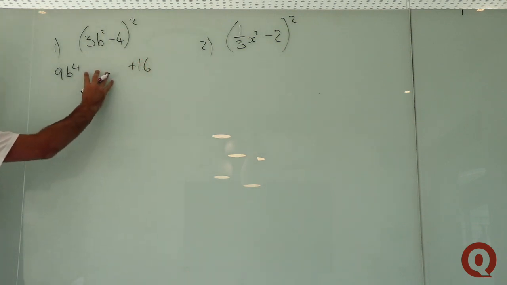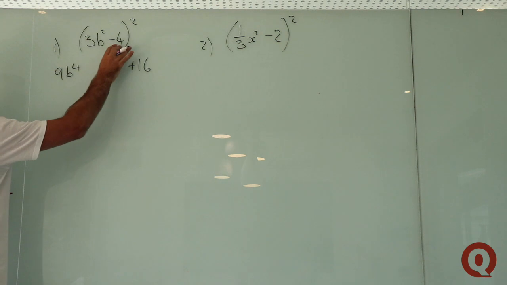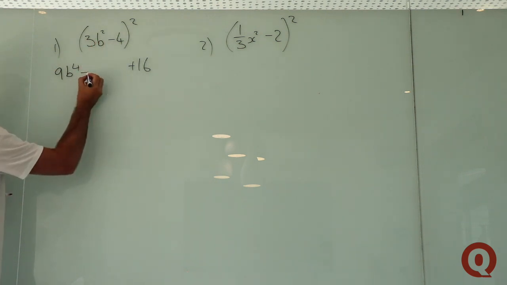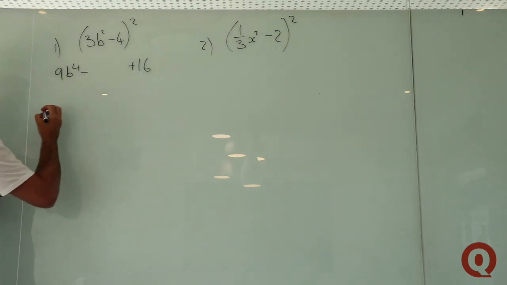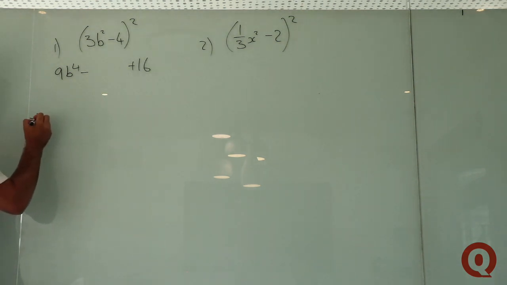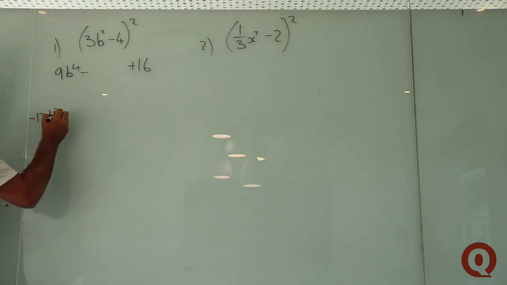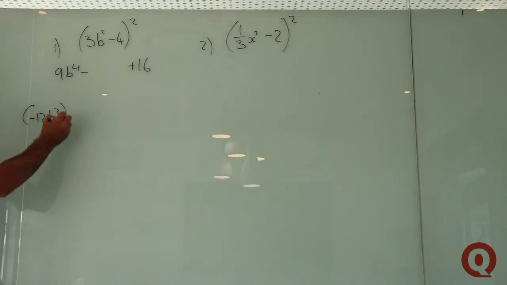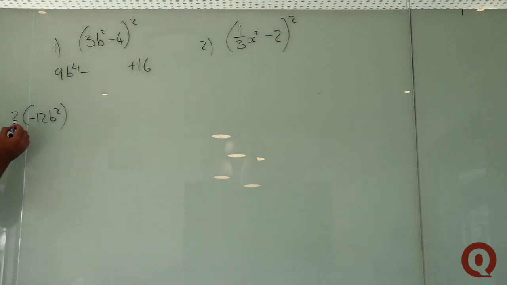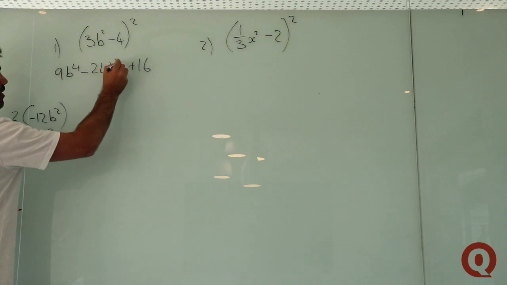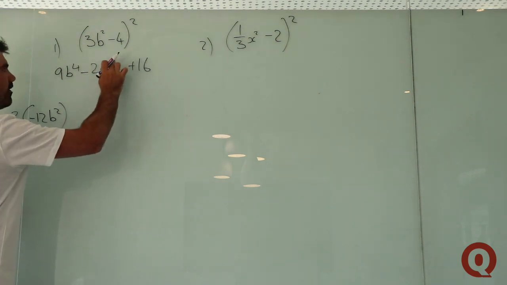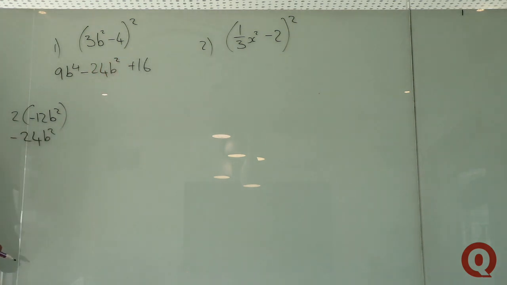Then how do I find the middle term? Well, what is 3b squared multiplied by a negative 4? My answer is going to be a negative. 3 times 4 is going to give me 12. So let's do this on the side. We're going to have a negative 12b squared. Now, that's not my final answer for the middle term. I still need to multiply it by 2. A positive times a negative gives me a negative. 2 times 12 is 24b squared. So the middle term is going to be negative 24b squared. Let's make it a bit clearer for you. And that's solved.